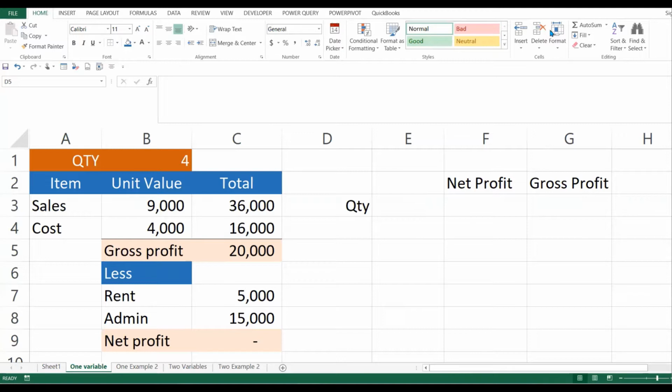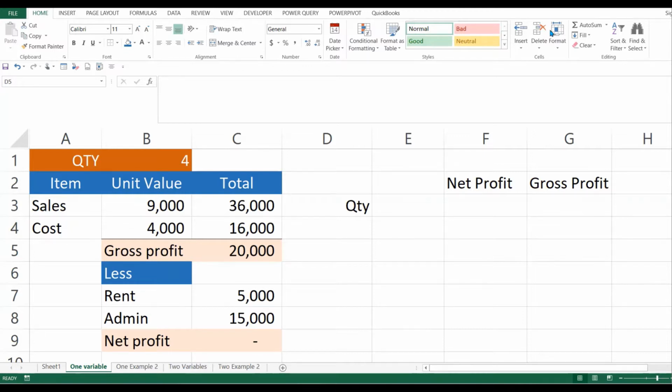So let's get started and understand the what-if analysis. I have two examples, actually four, two dealing with one variable and two dealing with two variables. I'll explain what I mean.